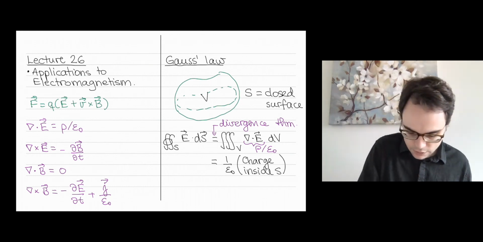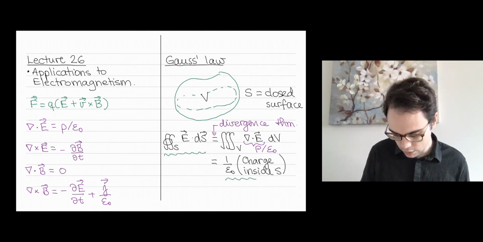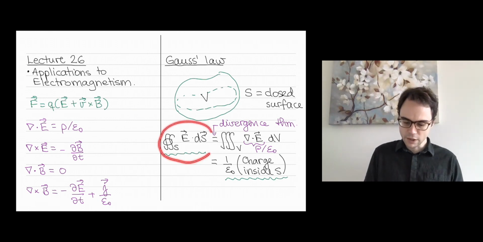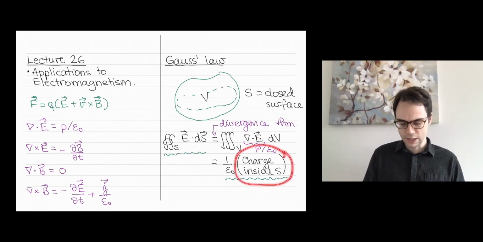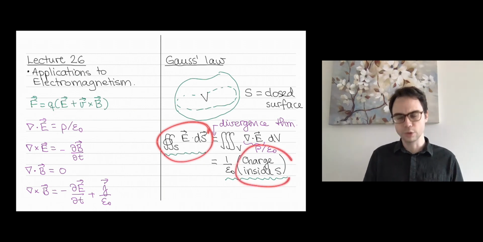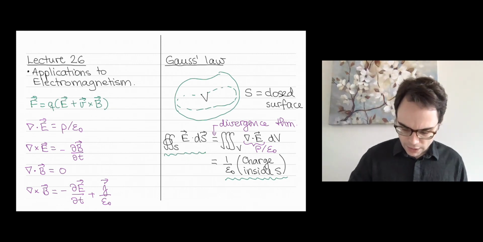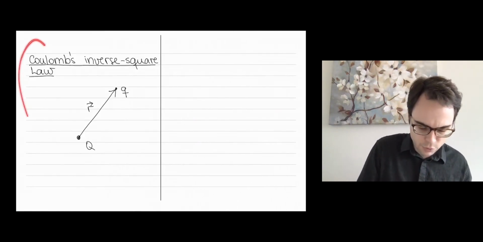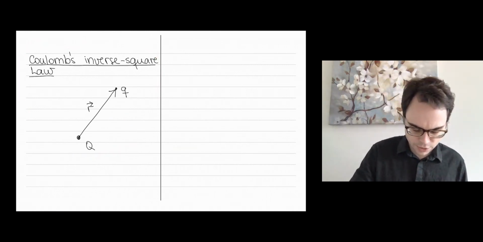So the first of Maxwell's equations gives us Gauss's law, which tells us that the electric flux through a closed surface is equal to 1 over epsilon 0, that constant, times the charge inside. So the flux is proportional to the charge inside. This is Gauss's law. Let's now use this law to get Coulomb's inverse square law, which is something we can apply in this straightforward situation.